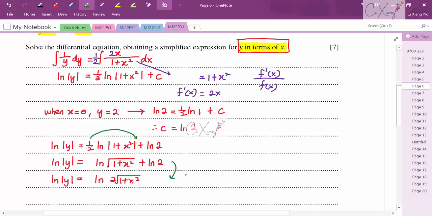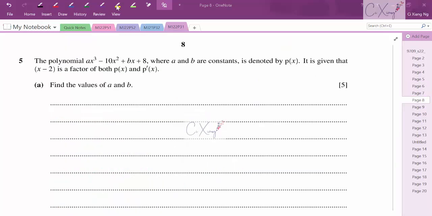For this one, we are using the idea that ln pq equals ln p plus ln q, and now we are doing it backward. So this is ln p plus ln q, and when you do it backward, it becomes multiplication. So ln of 2 times the square root of 1 plus x squared. When both sides have only one ln, you can cancel them, left and right hand side. Therefore, y equals 2 times the square root of 1 plus x squared. So this is how we solve this differential equation for question number 4.